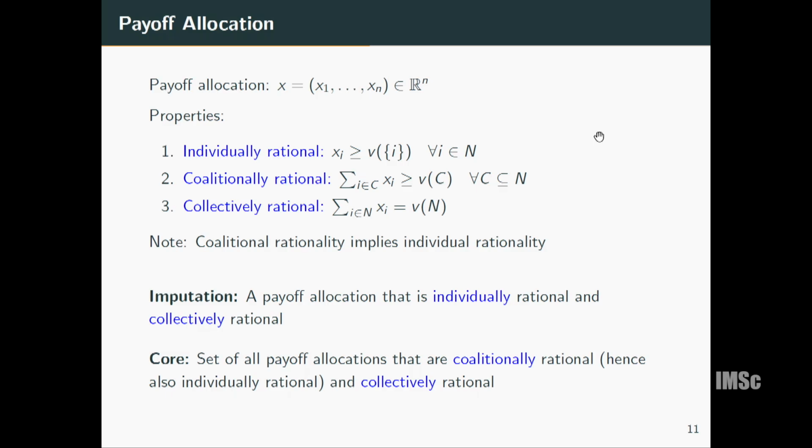Is it okay? Just a definition. So basically you find all such payoff allocations which satisfy these three properties. I am not considering individual rationality in the definition because coalitional rationality implies individual rationality. So if these two properties are satisfied, all those payoff allocations which satisfy these two properties form the core.